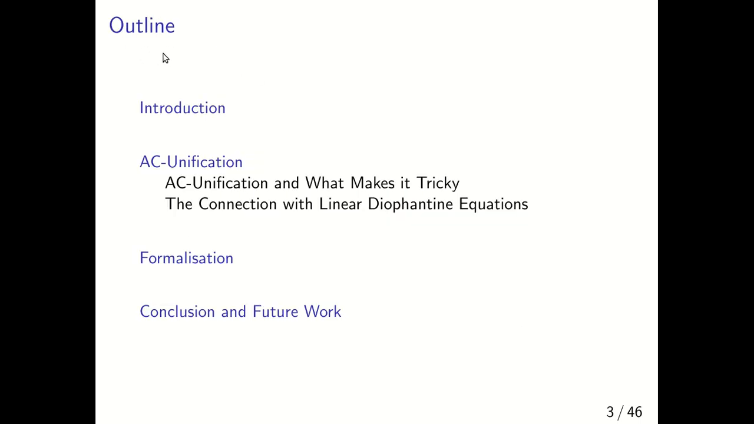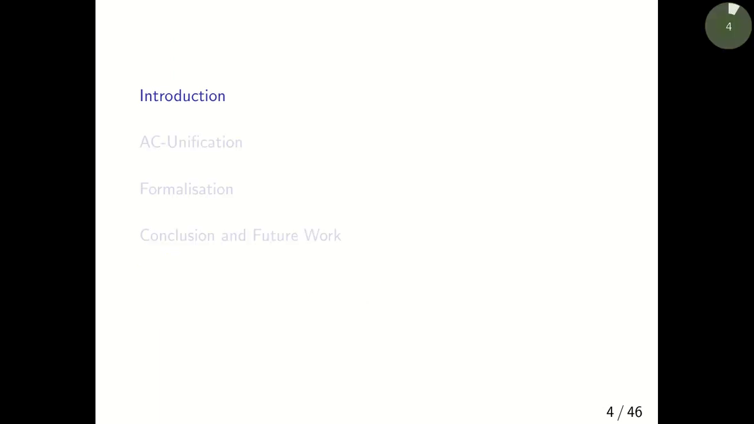So here's an outline for the presentation. First I'll give a brief introduction, then I'll tell you about AC unification, pointing out what makes it tricky and the connection with linear Diophantine equations. After that I'll talk about a formalization of an algorithm that we have done, and then I'll conclude and tell you possible paths of future work.